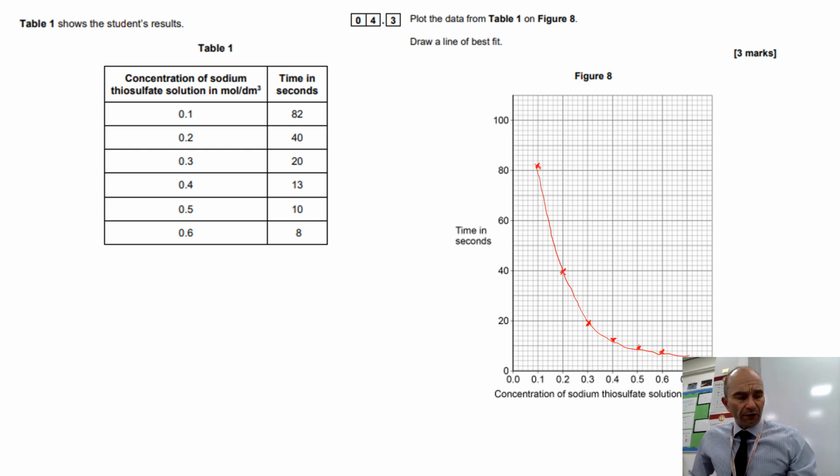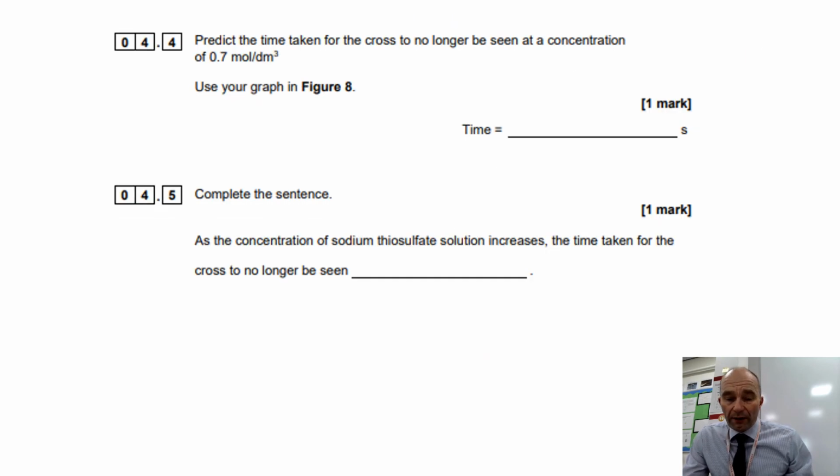Now, the next question is asking us to predict the time taken for the cross to no longer be seen with a concentration of 0.7 molar solution, which is right here. So you would draw a cross to the y-axis, and I reckon that comes out as being 7 seconds. So when it's asking you to use the graph, that's exactly what you need to do with it. You're looking at around 7 seconds. If you've got somewhere between 6 and 8, that would be acceptable.